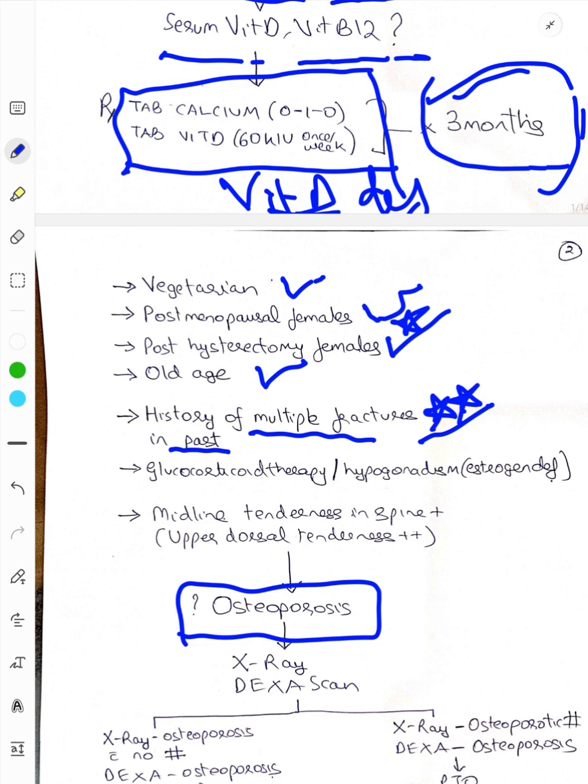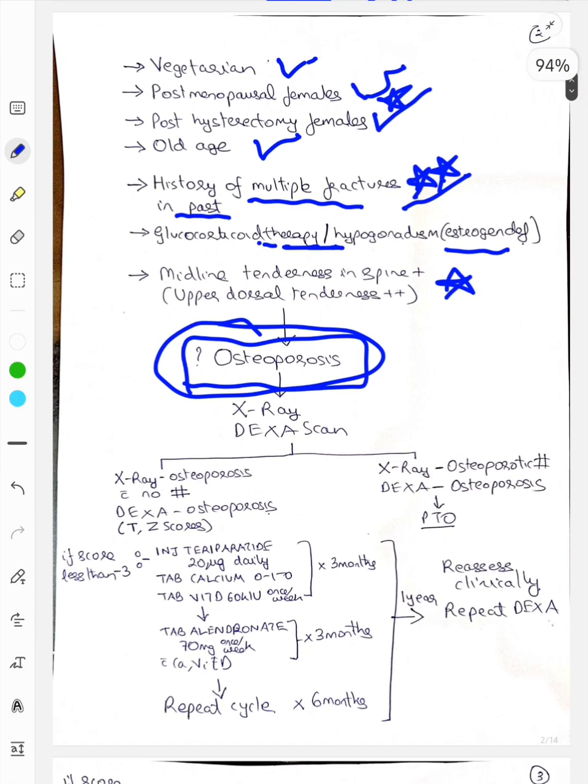Otherwise, you can also find the patient has a history of glucocorticoid therapy, hypogonadism, estrogen deficiency, all these things in the past. And with midline tenderness in the spine or upper dorsal tenderness, you are looking at a picture of osteoporosis. Right, so how do you manage a case of osteoporosis?